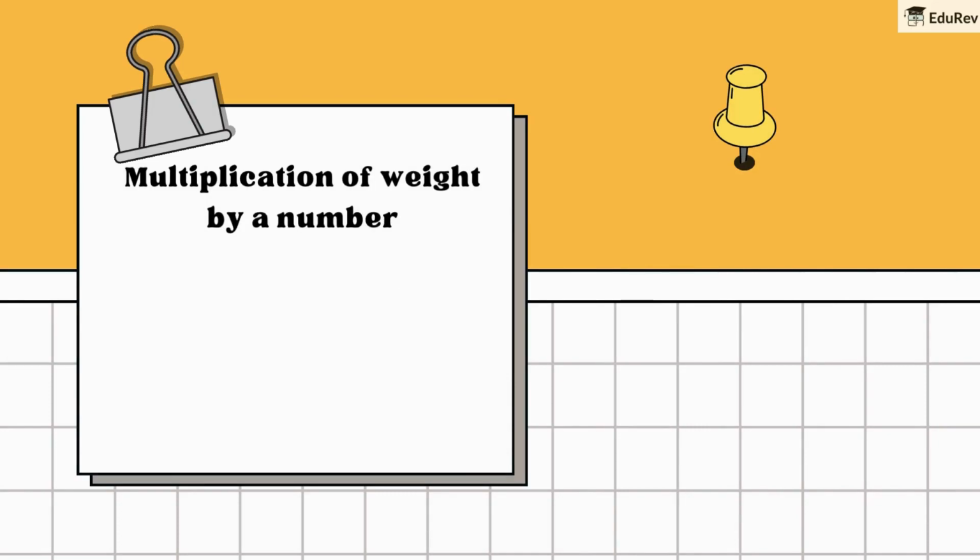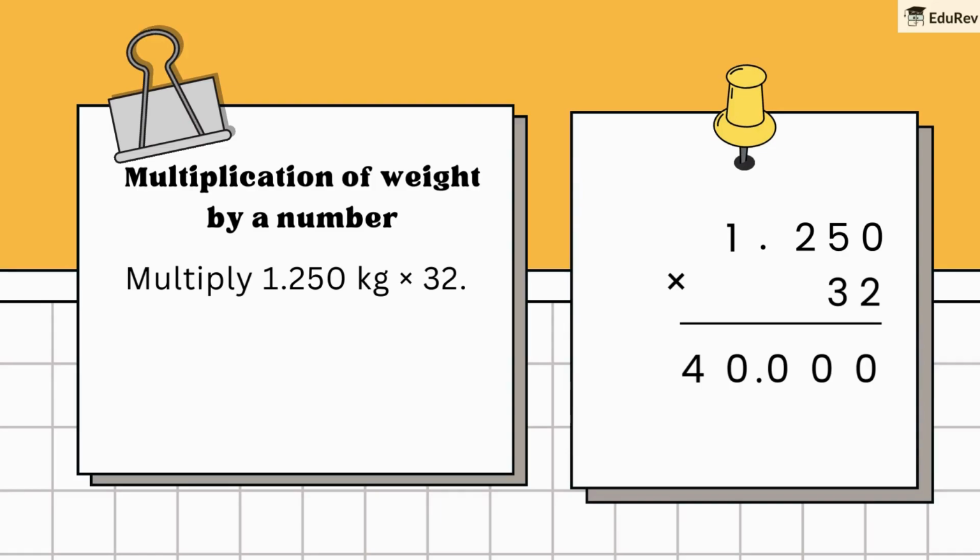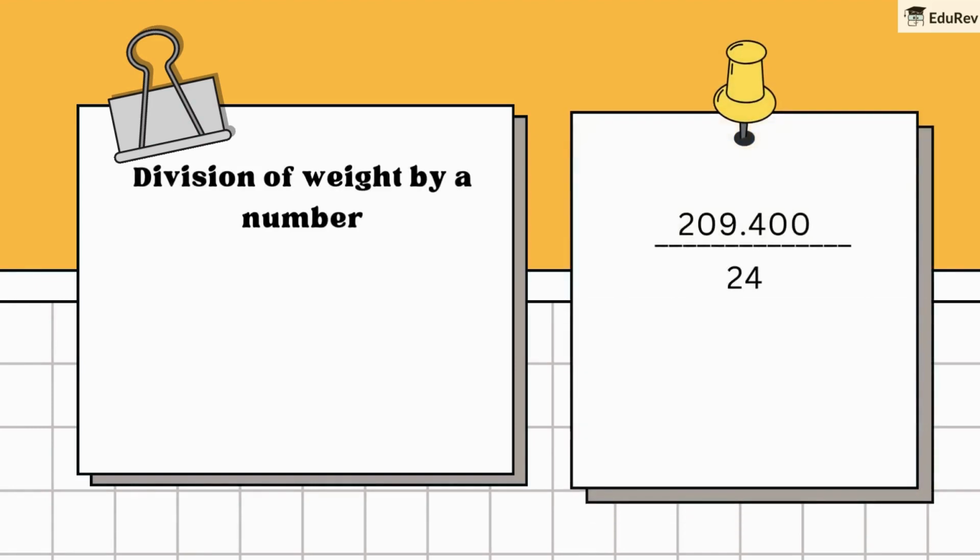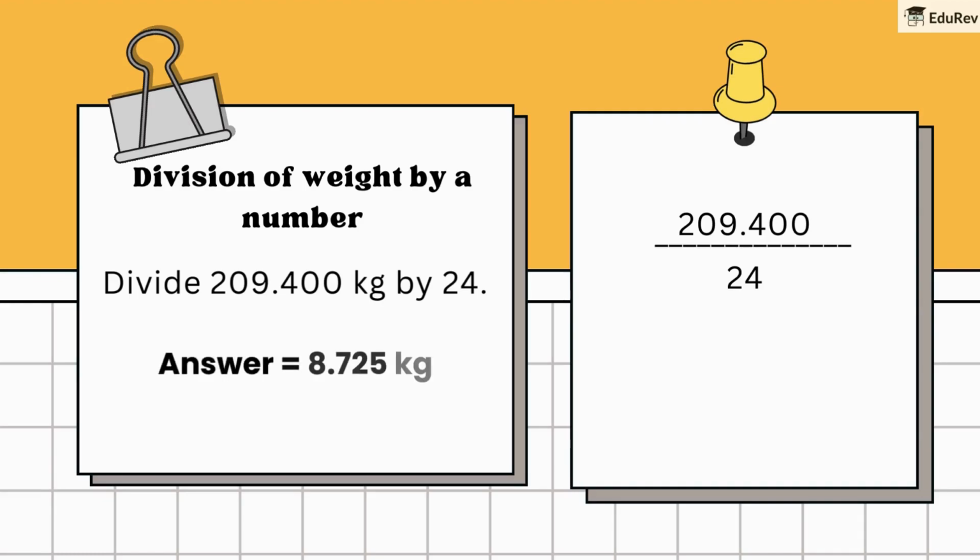Multiplication of weight by a number. Multiply 1.250 kg and 32. Multiplying them, we get 40.000 kg. Division of weight by a number. Divide 09.400 kg by 24. Dividing them, we get 8.725 kg.